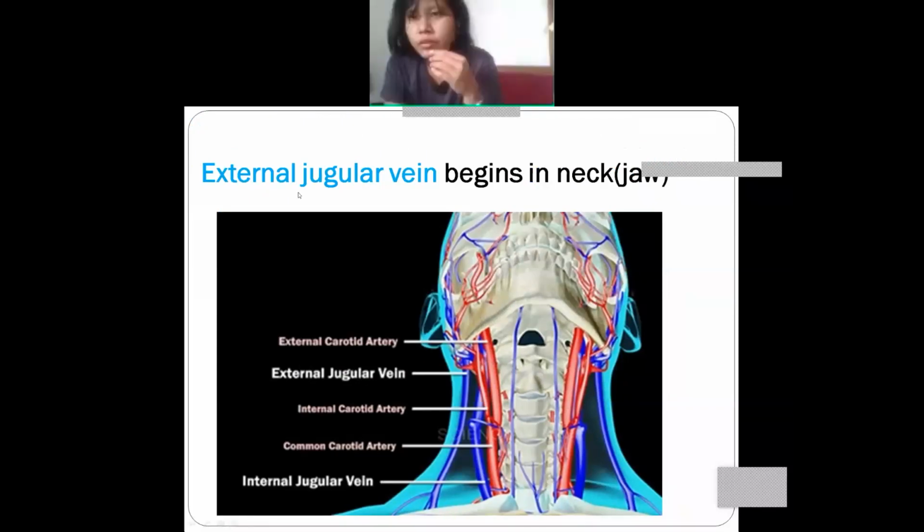Okay, then the external jugular vein, where do they begin? They start in the neck, that is in the jaw portion.